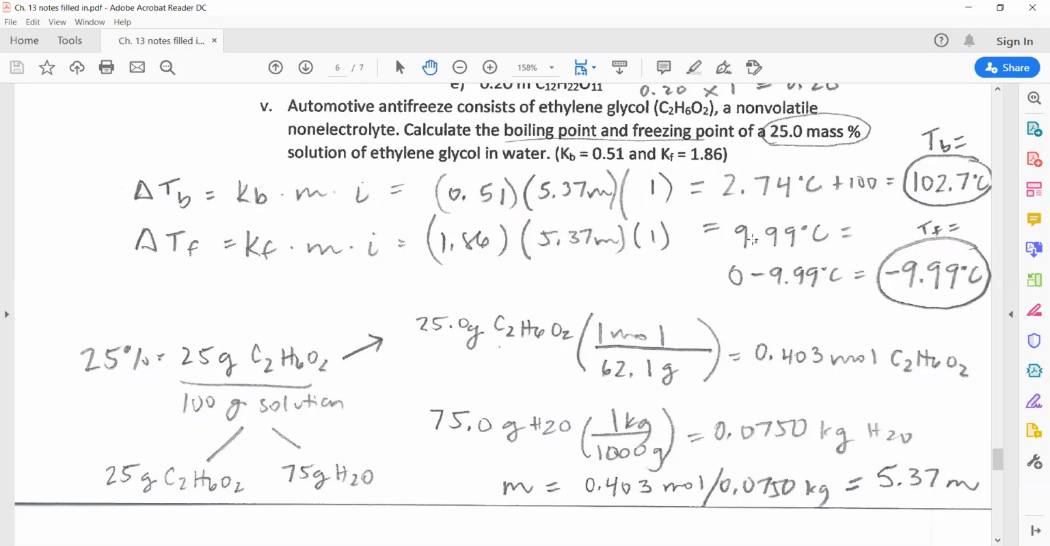What it wants me to say though is what is the actual boiling point now and what is the actual freezing point. So what I have to know is that water normally boils at 100 and it will now go up because boiling point elevates. So I add the 2.74 and I get 102.7 degrees as my new boiling point. Water will normally freeze at 0, but it will be depressed and go down by 9.99. So the new freezing point of the solution will be negative 9.99. So it doesn't freeze at 0, but it freezes at close to negative 10 degrees Celsius.